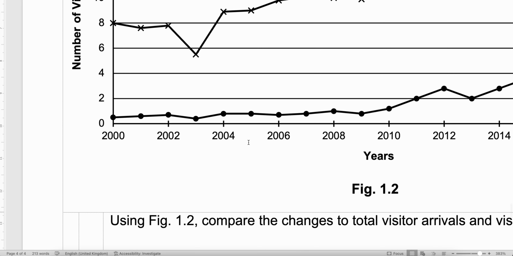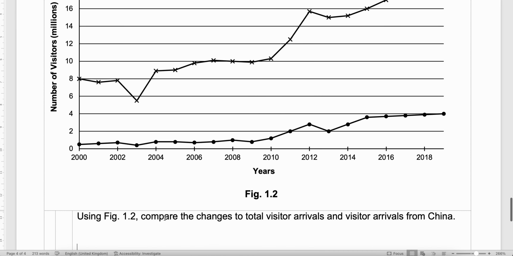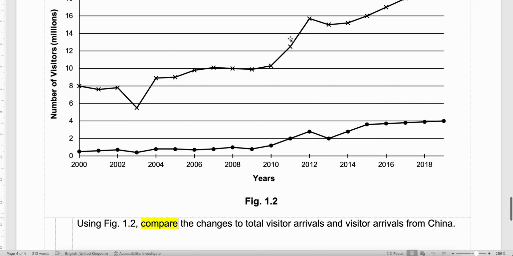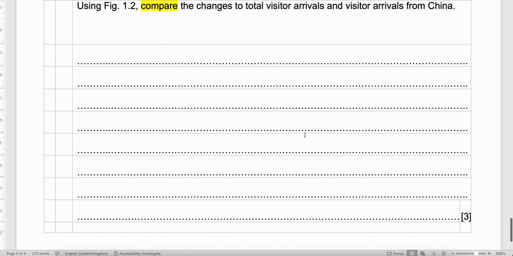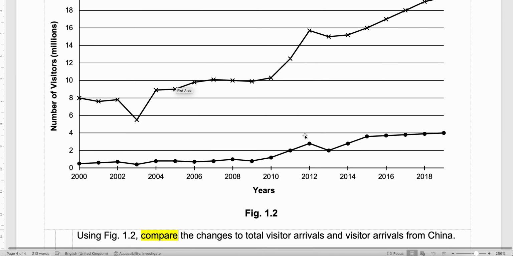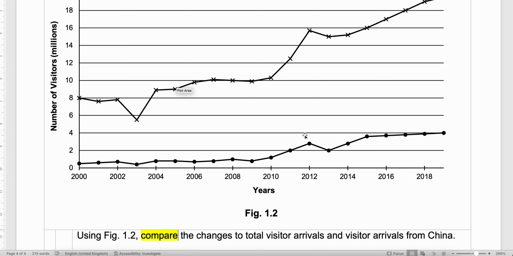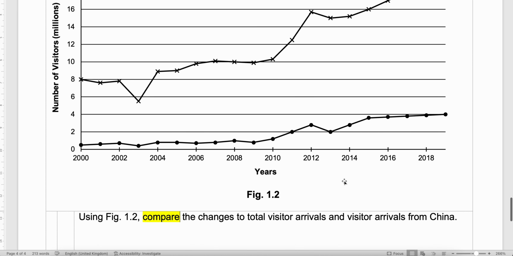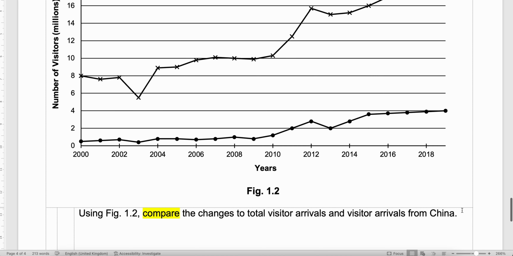Okay, so let's look at the question. The question asks you to compare the changes to total visitor arrivals and visitor arrivals from China. So that means I must compare these two graphs. Okay, so for 3 marks, it means I must make 3 comparisons. All right, this is not SS, not SS. You just one paragraph each. That's it. Okay, comparison in geography is point-based marking. That means 1 comparison, 1 mark. So 3 marks means I must see 3 comparisons.